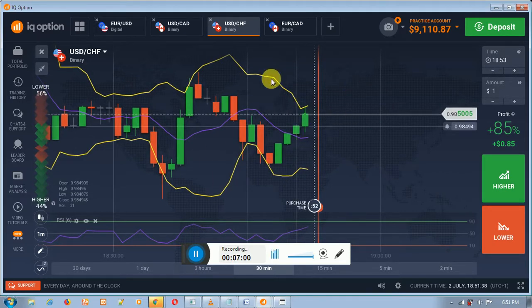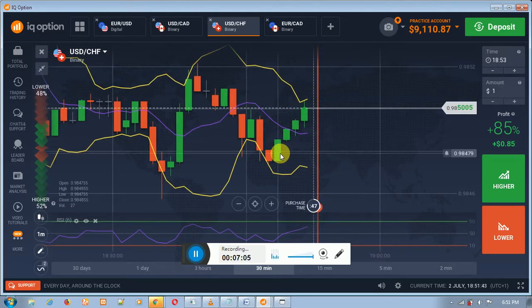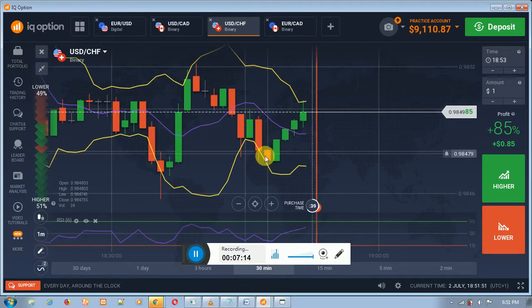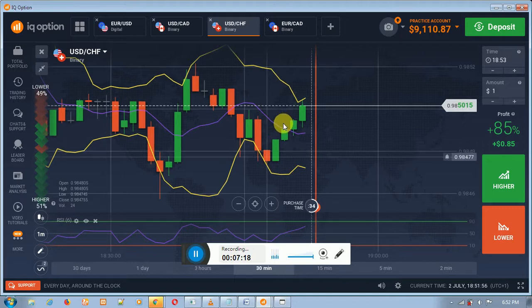As you can see now, we have green. This is a bullish engulfing candle. This green candle is completely consuming the red candle here. It shows that it's a bullish engulfing candle. After a bullish engulfing candle, it will always rise. Now it rises from here, it keeps going and going. Now it's touching the upper Bollinger Band. Let's see what is going to happen next.